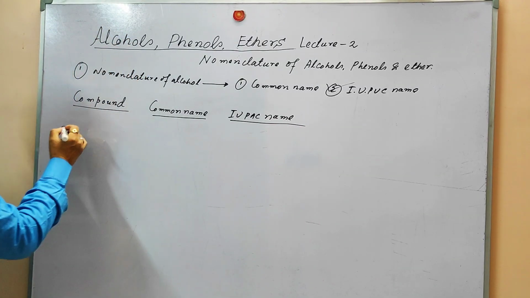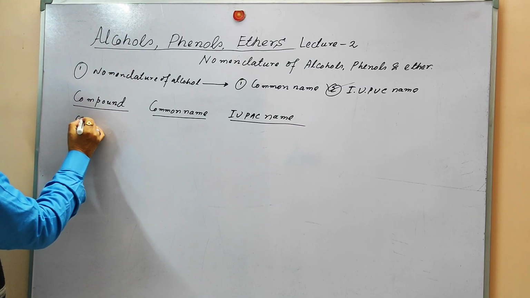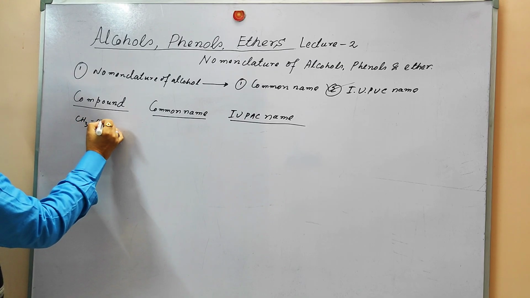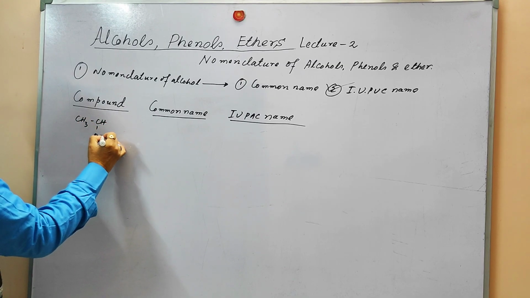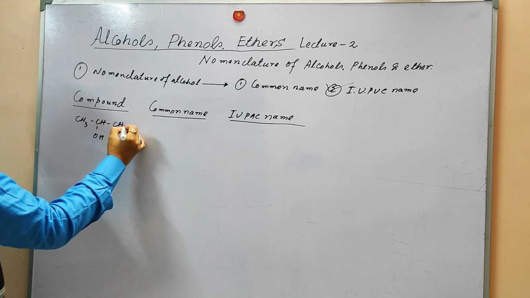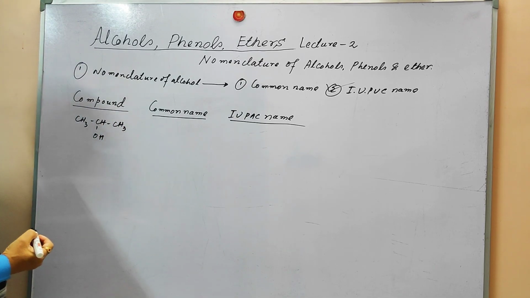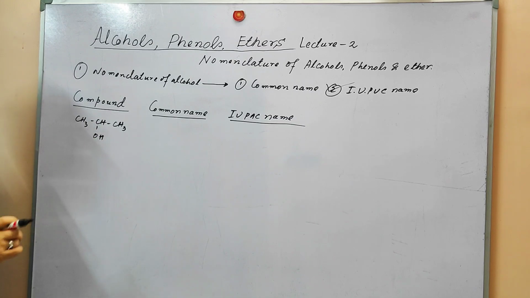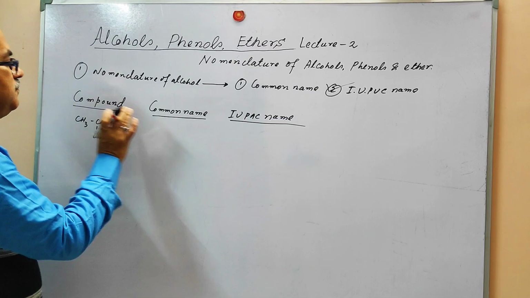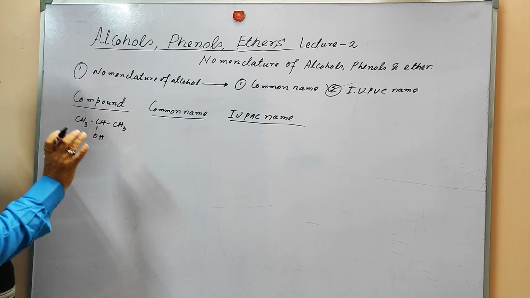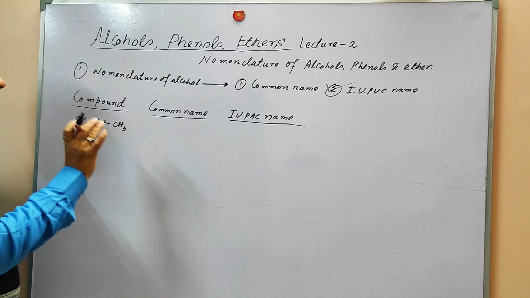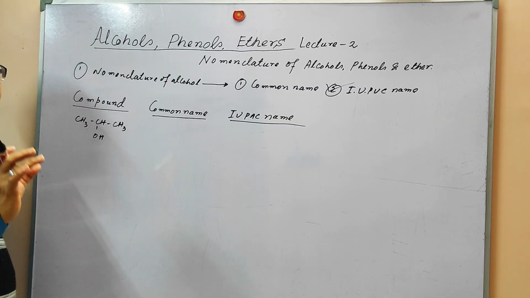The first compound we are going to take is CH3 CH OH CH3. This is a compound, and here you can see in the second position there is a hydroxyl group. The common name of this alcohol will be, first we have to name the alkyl group.